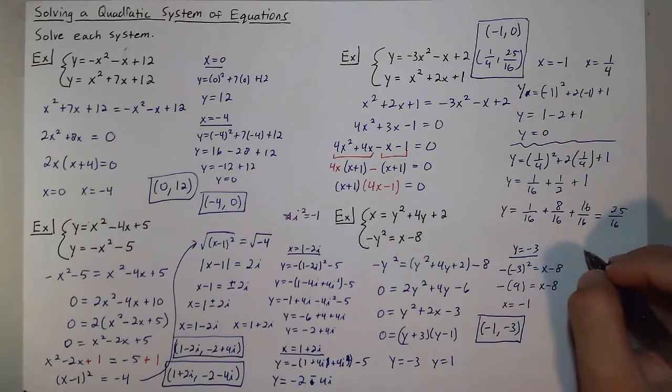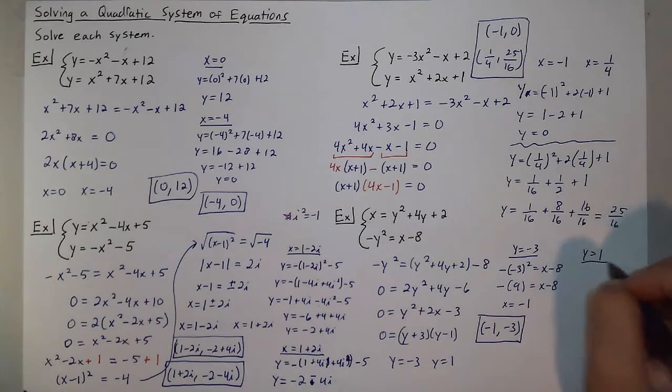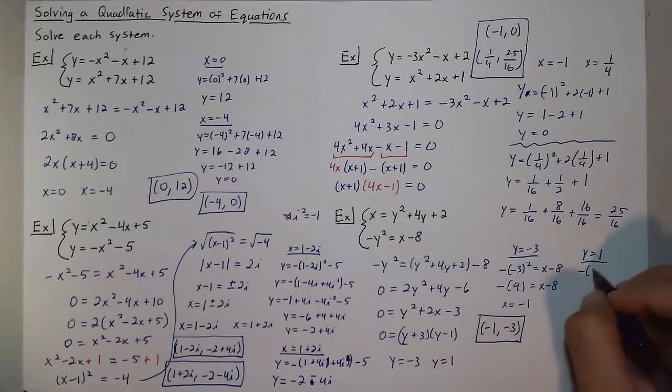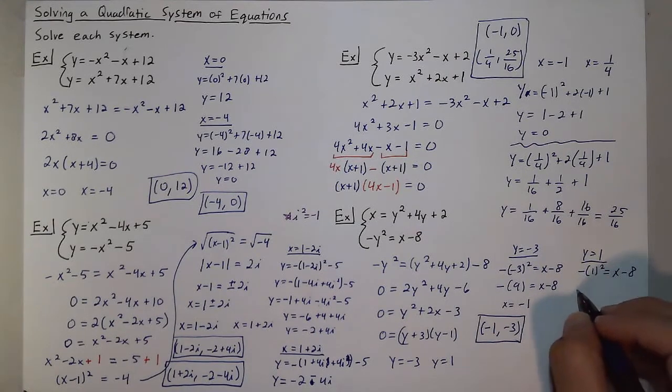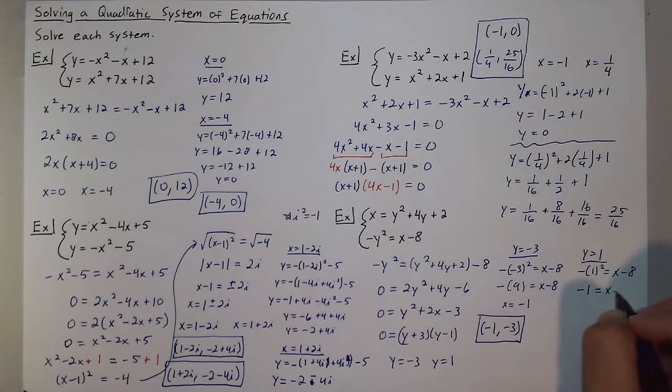And then we'll plug in y is equal to 1. Again, I'll use the bottom equation. So negative of 1 squared is equal to x minus 8. So that gives me 1 squared, which is 1. So I have negative 1 equals x minus 8. So x is equal to 7. So the other solution would be 1 comma 7.